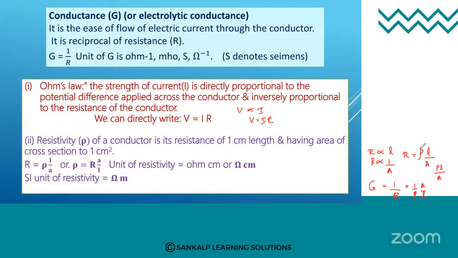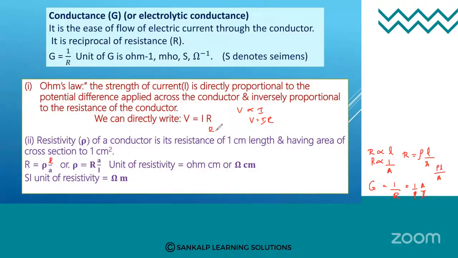It is resistivity. So resistivity of a conductor is its resistance when the length of the conductor is 1 centimeter, having area of cross section 1 cc. Yes. So resistivity I've shown here. It is L by A, or rho is equal to what? R into A by L. Yes. Unit of resistivity is ohm centimeter.